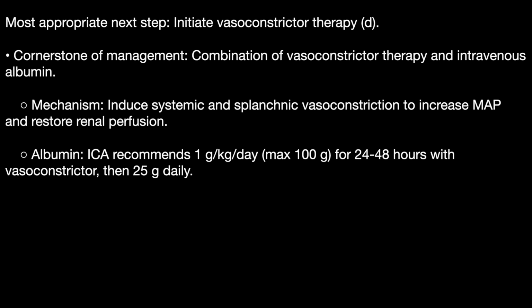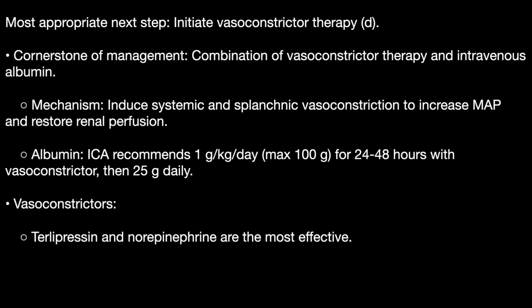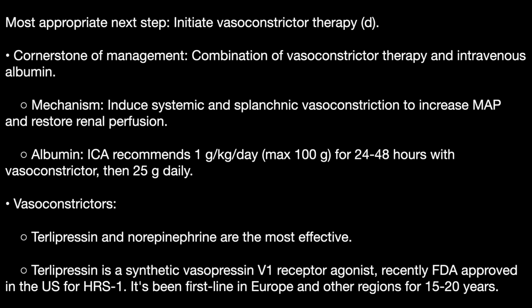Albumin recommended is 1 gram per kg per day, max 100 grams for 24 to 48 hours, with vasoconstriction then 25 grams per day. The vasoconstrictors that we can use are terlipressin and norepinephrine, which are the most effective. Terlipressin is a synthetic vasopressin V1 receptor agonist, which is recently FDA approved for HRS1. It's been the first line in Europe and other regions for now 15 to 20 years.